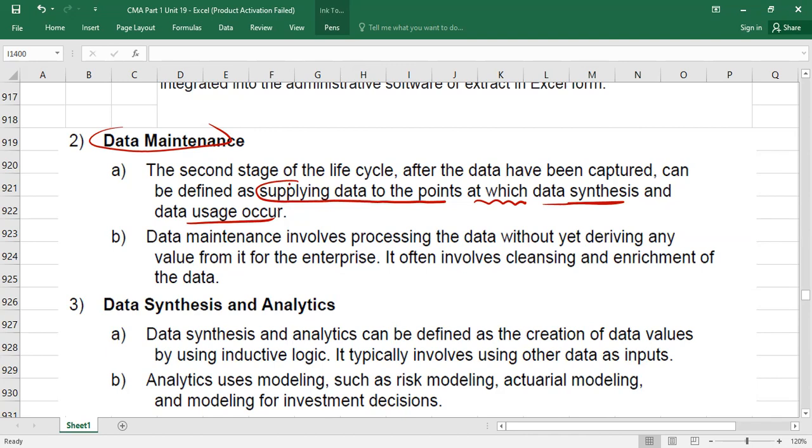Data maintenance means supplying the data to the point where data synthesis and data usage occur. Obviously, before supplying it, you have to do data cleansing and data enrichment. Data cleansing is what? And enrichment is what? If information is missing, you are finding it out. If information is duplicated, you are removing it, and you are just making it fit for use. That is called data maintenance. But this is the key definition: supplying data to the point at which data synthesis and data usage occur.